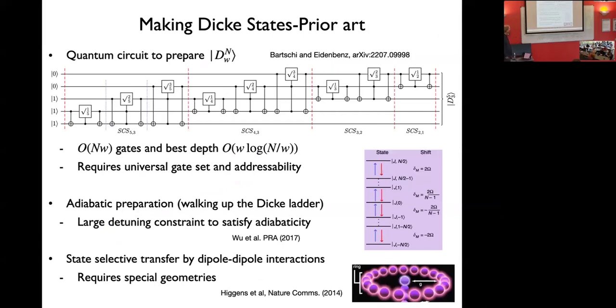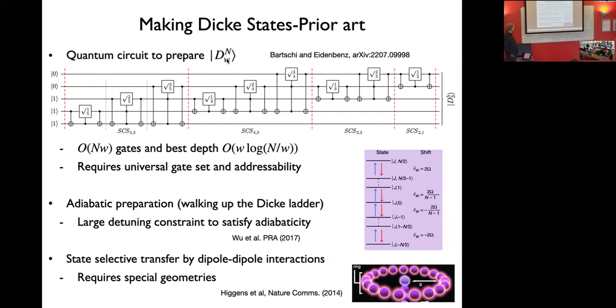But first, I just want to point out that there's been quite a bit of early work on how to make Dicke states, but it's typically not easy. So there is a quantum circuit method to construct Dicke states. The best one I'm aware of so far to prepare a Dicke state on n qubits with Dicke weight W requires order n times W gates, and the best depth is W log(n/W). And it does require a universal gate set and addressability of the qubits.